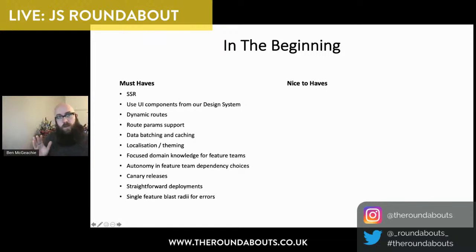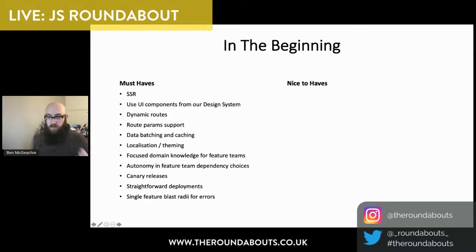Single feature blast radii for errors. Now, at any given moment during a grocery shopping journey, there are actually a lot of ancillary things happening which can enrich a customer's shopping experience, but are not strictly necessary for them to be able to fill a basket and check out. In the case that there is a problem with one of those supporting features, we need the site to degrade gracefully and allow the customer to continue with their journey without interruption.